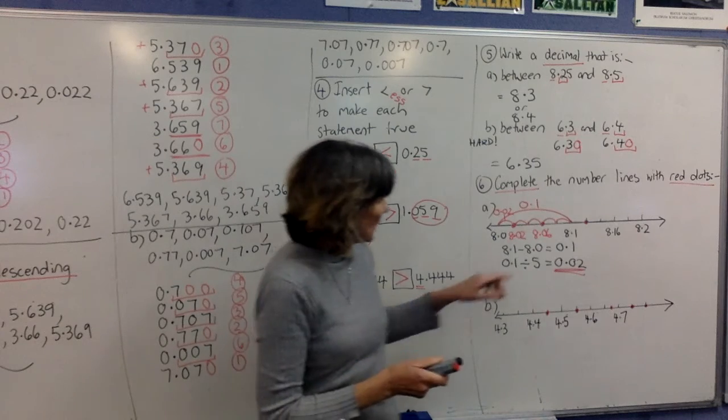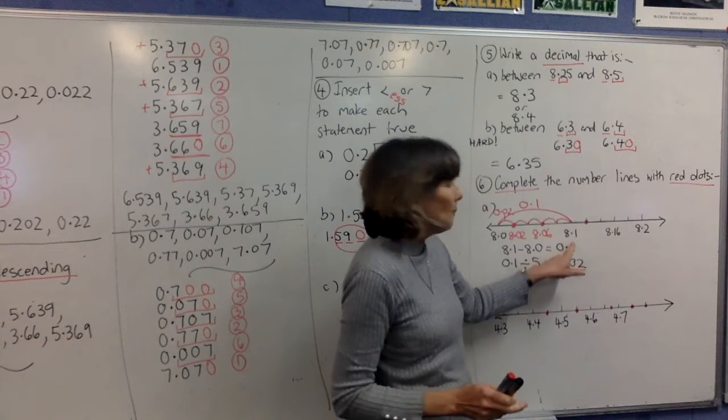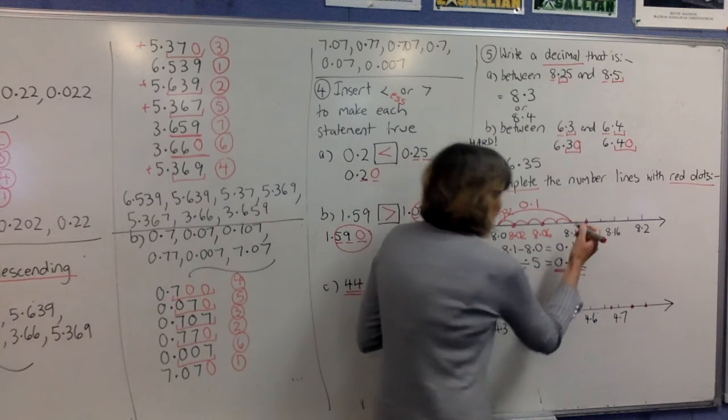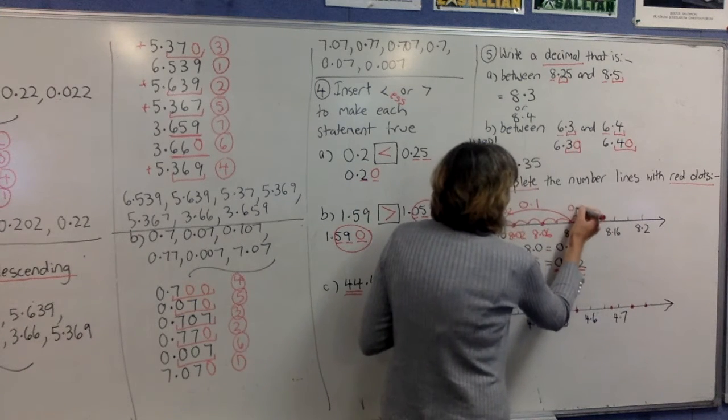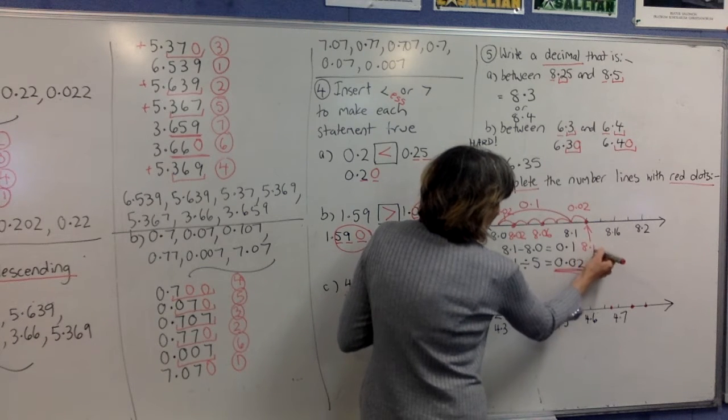Okay, so now we're going to jump over here to the 8.1. So in your calculator, put 8.1, then we're going to add a 0.02, and that answer there will be 8.12.